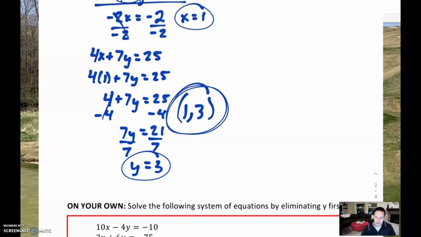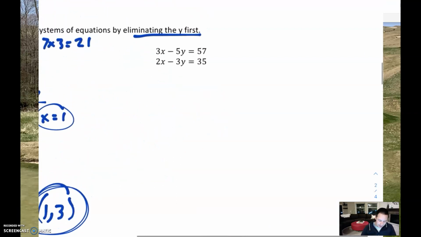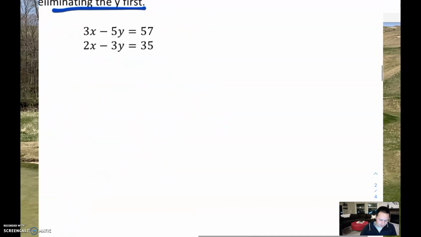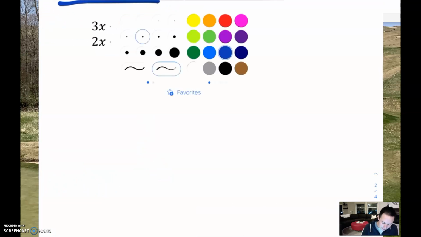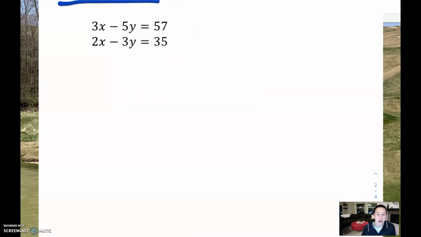One more example, just to make sure we get the hang of this. Again, we're going to solve the system of equations by eliminating the y first. We're going to get rid of the y coordinate first. So I'm looking at these y's. We're going to get rid of those first. What number could you turn them both into?